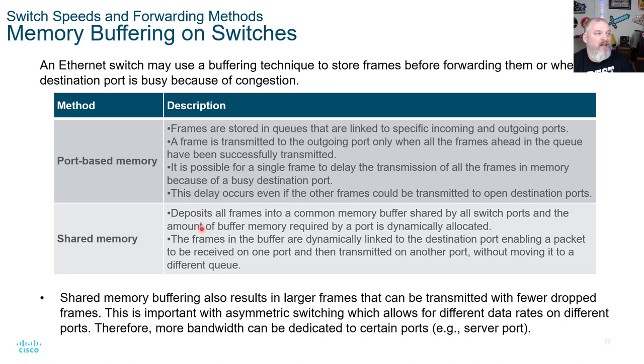And then we have shared memory. That deposits all frames into a common memory buffer shared by all switch ports, and the amount of buffer memory required by a port is dynamically allocated. And the frames in the buffer are dynamically linked to a destination port, enabling a packet to be received on one port and then transmitted on another port without moving it to a different queue. So shared memory buffering also results in larger frames that can be transmitted with fewer dropped frames. And it's important with asymmetric switching, which allows for different data rates on different ports. Therefore, more bandwidth can be dedicated to certain ports, such as a server port.